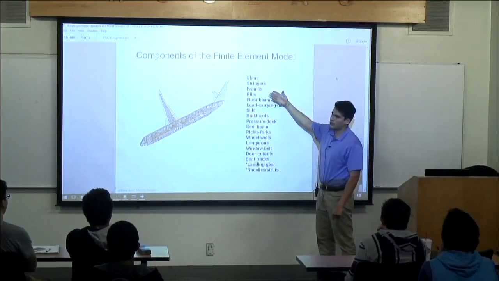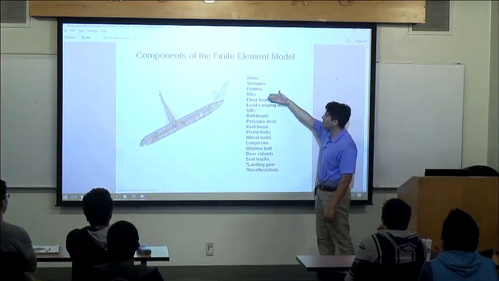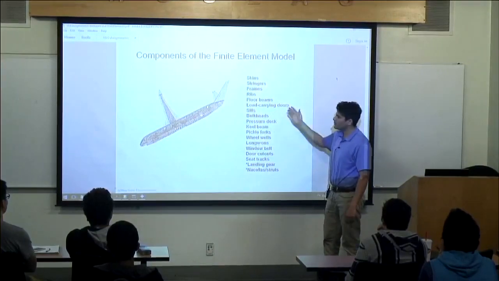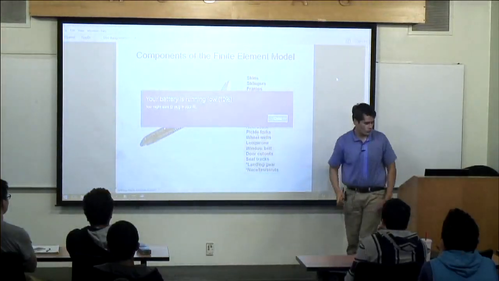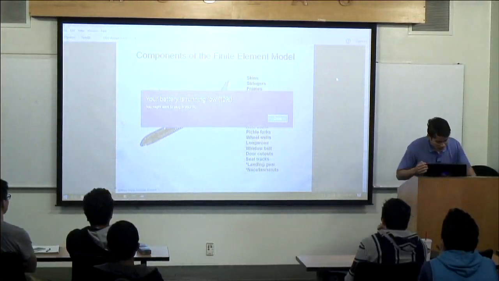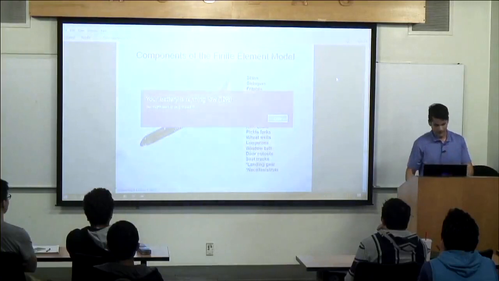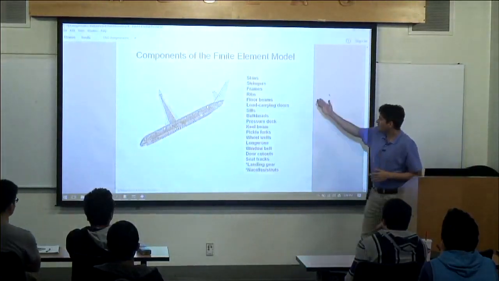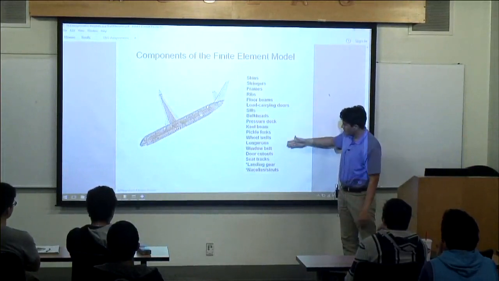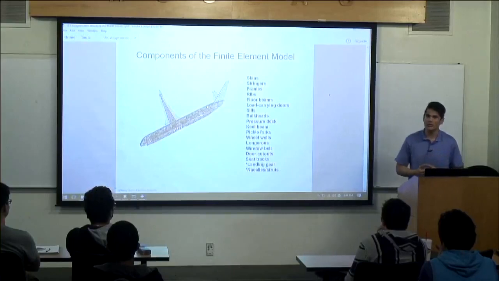Frames, you'd probably use frames or plate elements, ribs are plates. Most of it's going to be plates, with the exception of the. I can go through all these, but the main takeaway is most of it is plates with an exception of some 1D elements.